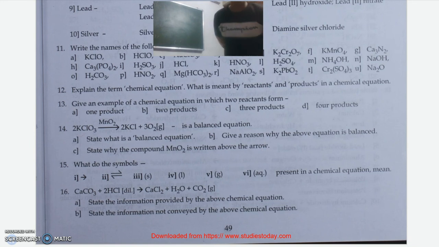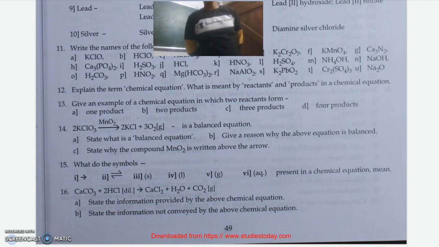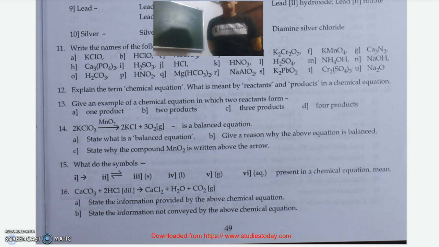Okay. So, state why the compound MnO2 is written above the arrow. Here in question number 14, as we are able to see, part A: state what a balanced equation is. As you know, a balanced equation is when the mass and the energy of the products and reactants are equal. Give a reason why the above equation is balanced. The above equation is balanced because every element has an equal number of atoms in the products and reactants. Okay, so these were the answers of part A and part B. Part C: state why the compound MnO2 is written above the arrow. MnO2 is a catalyst, and therefore in the presence of MnO2, 2KClO3 would react to give 2KCl plus 3O2. 3O2 is oxygen.